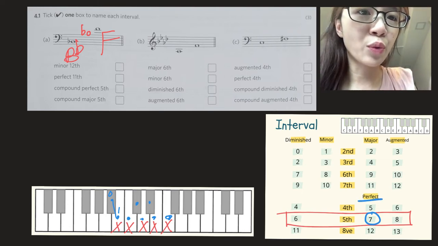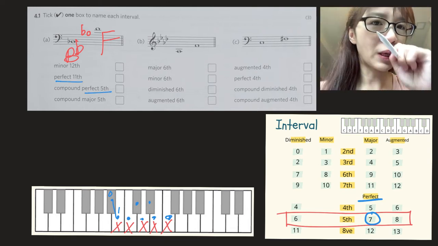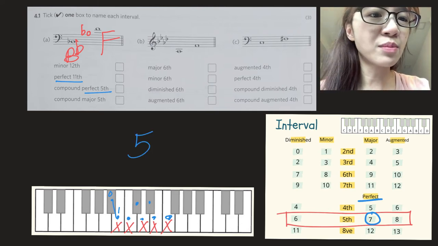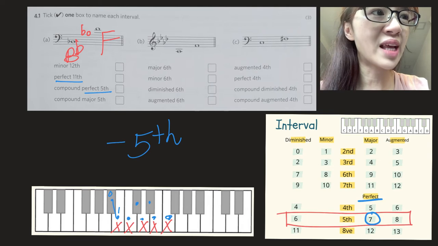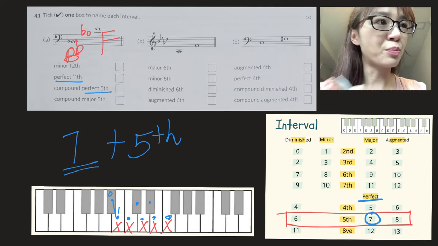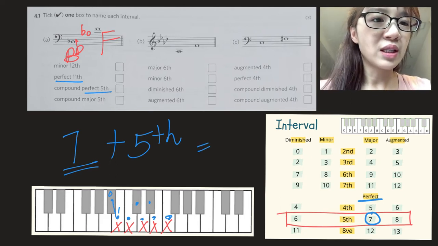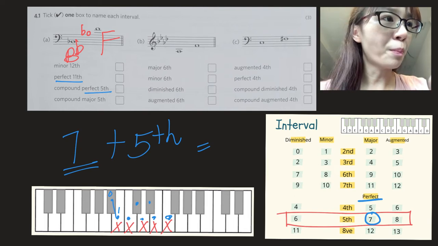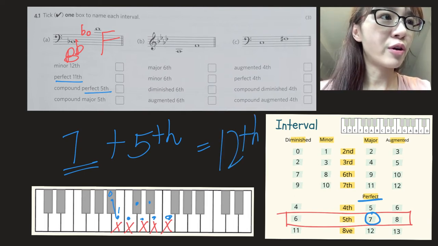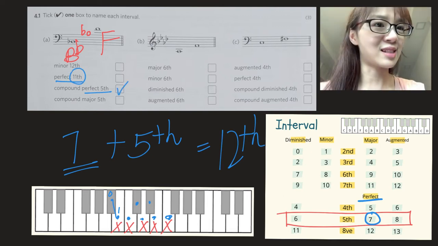Perfect fifth. Okay, we have perfect fifth and we have this perfect 11. Okay, we said that before, this is more than an octave. When you have something more than an octave, you have to add a 7 here, to cover from the previous octave there. So the answer is either compound perfect fifth, or perfect 12. Yeah, this should be perfect 12. So this is the right answer.